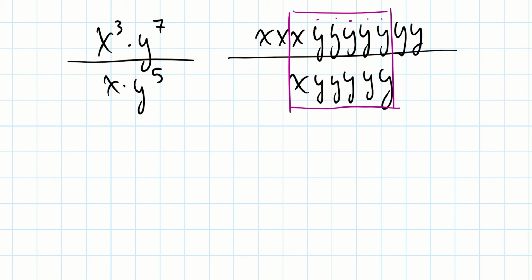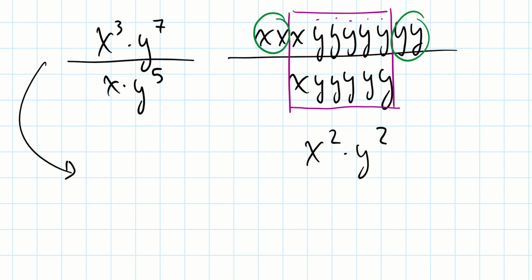The answer I'm left with is 2 factors of x and 2 factors of y, or x squared times y squared. And again, this is an inefficient way to write this out, so I would write this as x to the 3 minus 1 times y to the 7 minus 5, x to the second times y to the second.